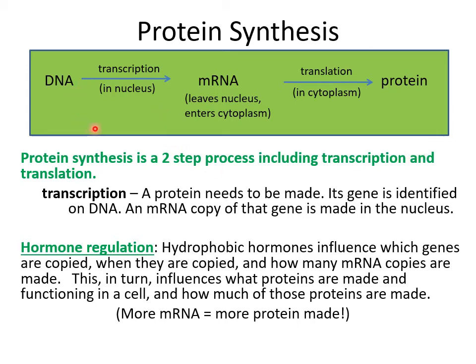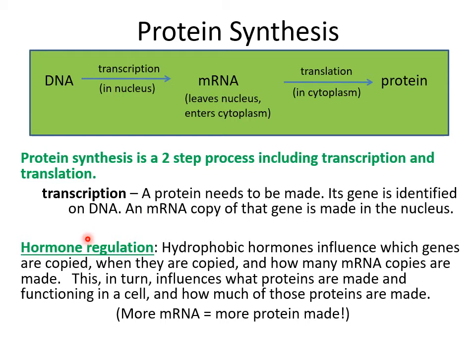So it's a 2-step process. The first step for protein synthesis is transcription, where we find the gene and make a copy of only the information on how to make the protein we need, and that mRNA copy is then translated, and the ribosomes read it and make the protein. Where does hormone regulation come into play with this?